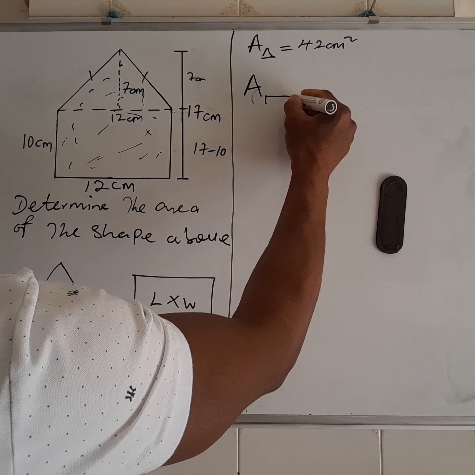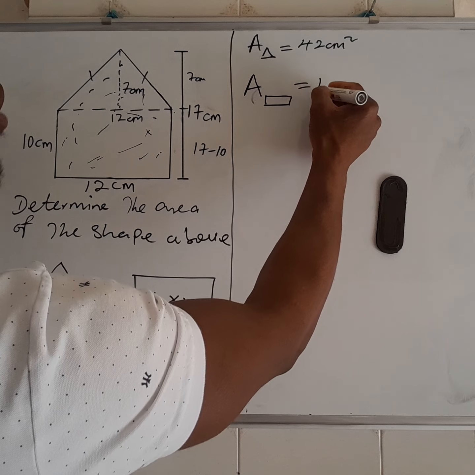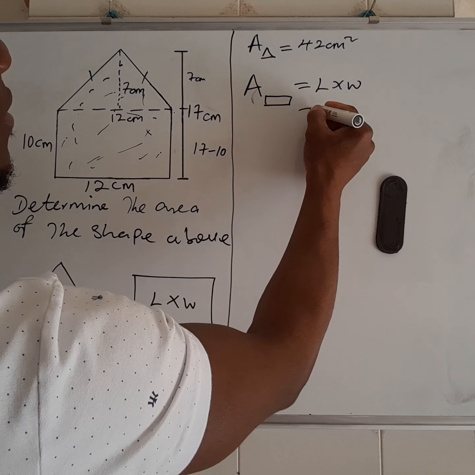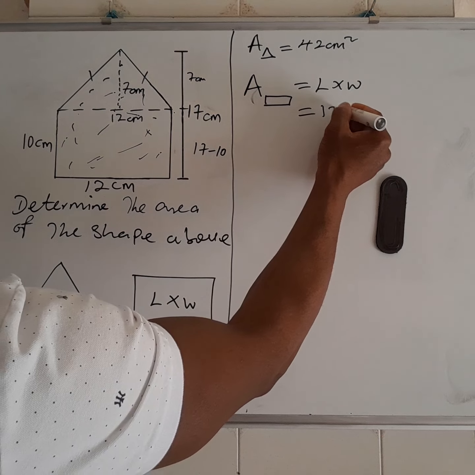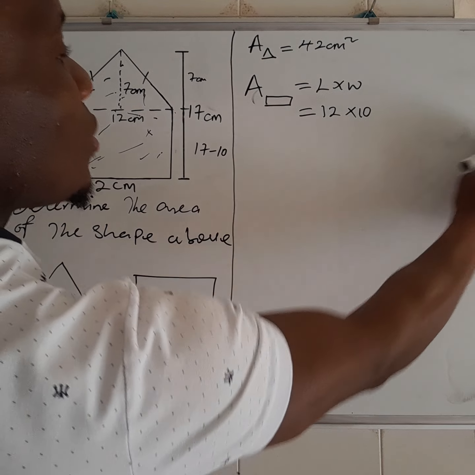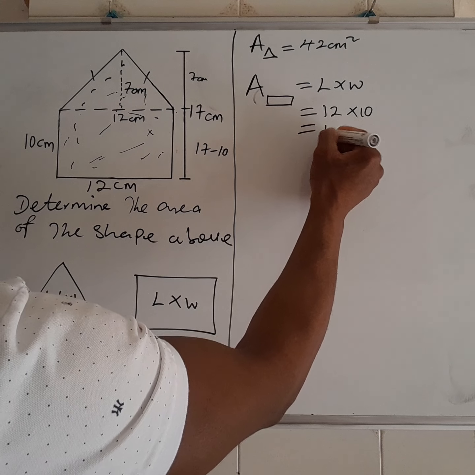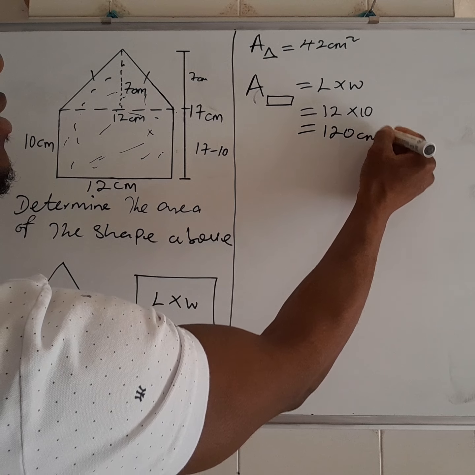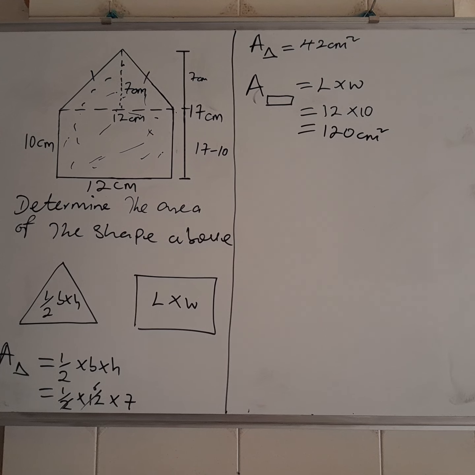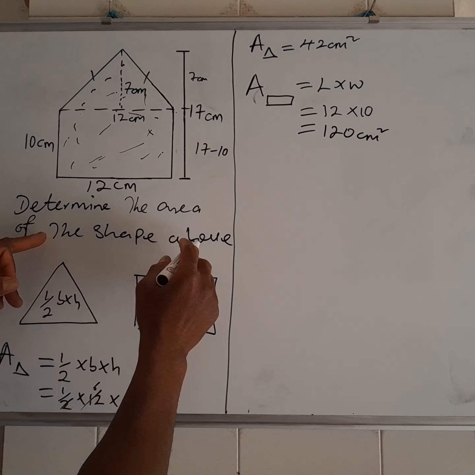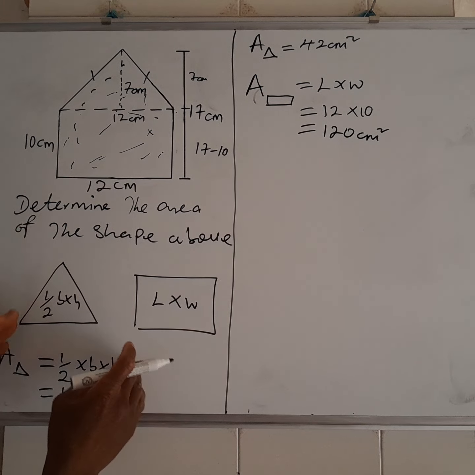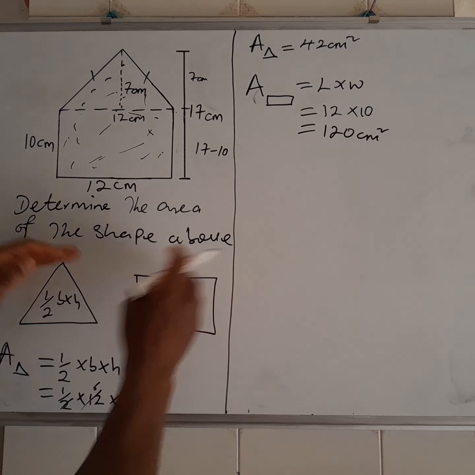So let us calculate the area of the rectangle. Area of rectangle is equal to length times width, which will give you 12 times 10. So 10 times 12 gives you 120 centimeters squared. So we come back to the question that we should determine the area of the shape. Since we've gotten the area of the two shapes that make up this compound shape, we now add the areas.